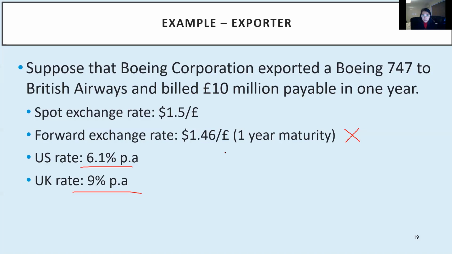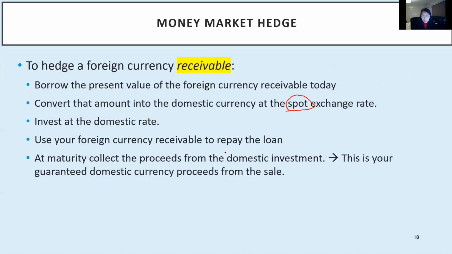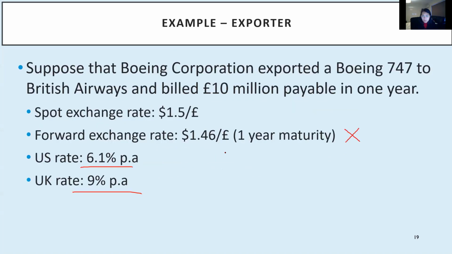I'm going to go back to the previous slide so that you can see the steps for a foreign currency receivable. If you have not got this ready with you, make sure you write it down or take a picture of it. In the next 1 minute or so, I want you to spend time and try to follow the steps on the previous slide and construct a money market hedge for this case. In 1 or 2 minutes, we are going to go back and discuss the answer for this problem.